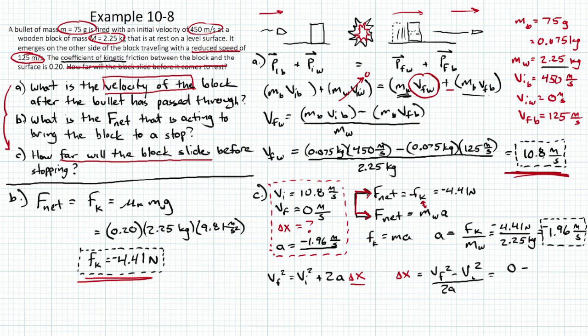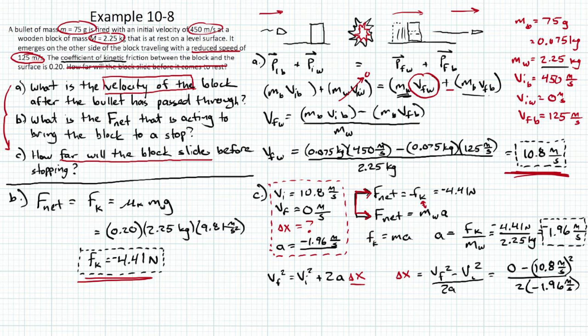Well, that's the velocity of the block as it's sliding after the bullet hits it. And that's what we talked about before. That's this right here, that 10.8 meters per second. So let's plug that in. 10.8 meters per second. That value squared, divided by 2 times our acceleration, negative 1.96 meters per second squared.